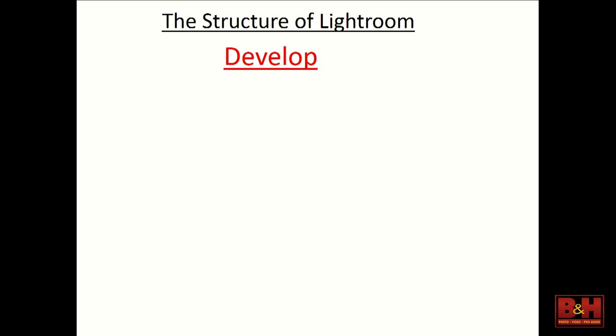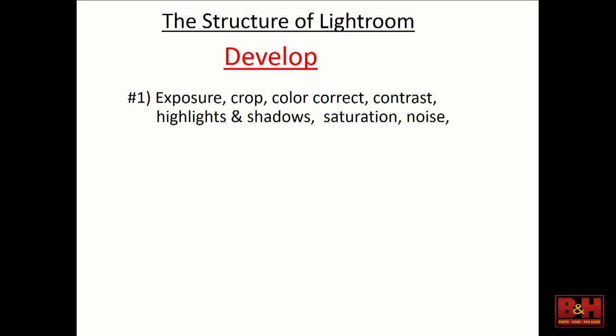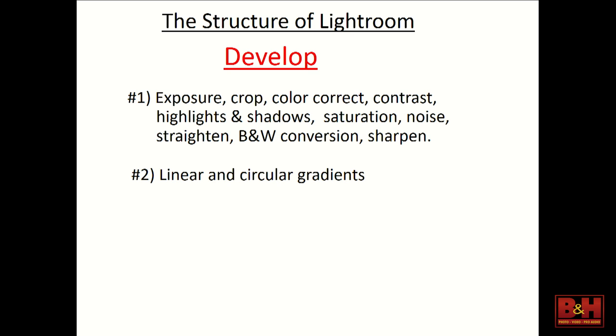The next main screen, which I'll show you a lot, is the develop module. And this is where you tweak your pictures. So you do some of the basic things, exposure, crop, color correct, and contrast, and highlights and shadows and saturation and noise, all that kind of stuff you do in the develop module. You can straighten out your pictures, convert it to black and white, and you can sharpen them also.